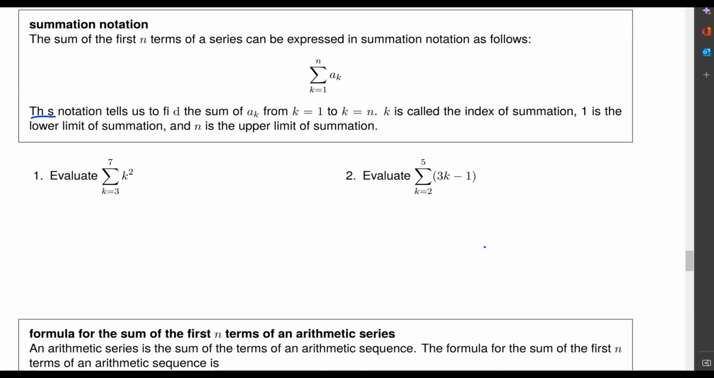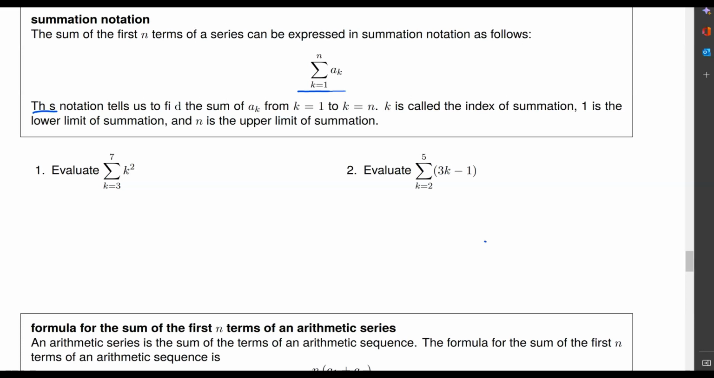The sum of the first n terms of the series can be expressed in the summation notation, right? And so we've already talked a little bit about the summation, where we're starting off, we're going to be plugging in k equals 1, and then we're going to end over here where our k equals n in this example. Let's look at the first one here.